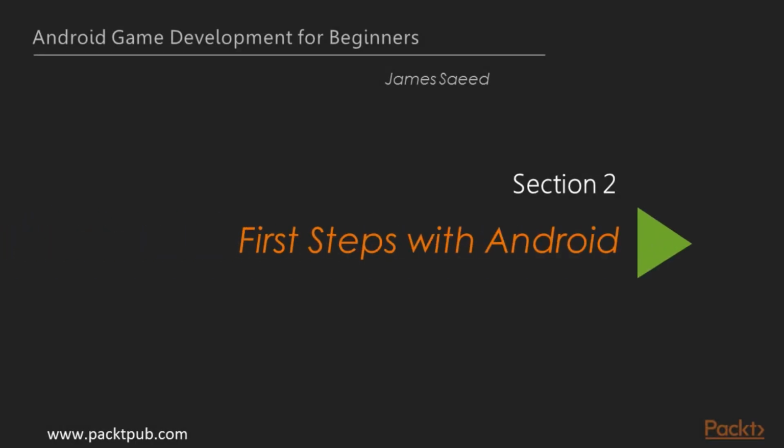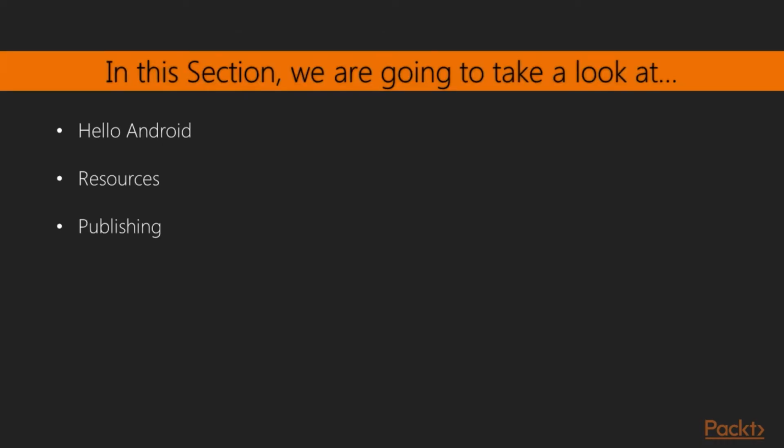Hello and welcome to section 2. In this section, we're going to look at the basic Android lifecycle and activities and how an Android app actually works. We're then going to look at how we handle resources in Android, so importing drawables and then referencing them. And then we're going to look at how we would go about producing an APK file and signing it, and then getting a Play Store listing ready for the future.